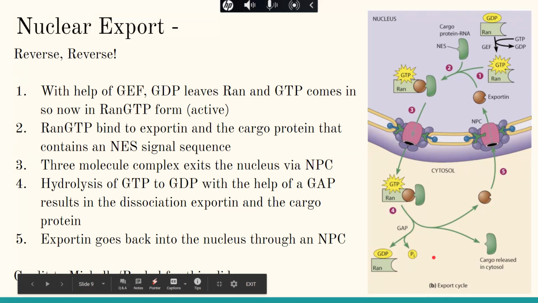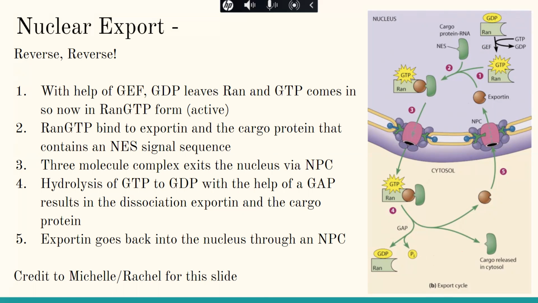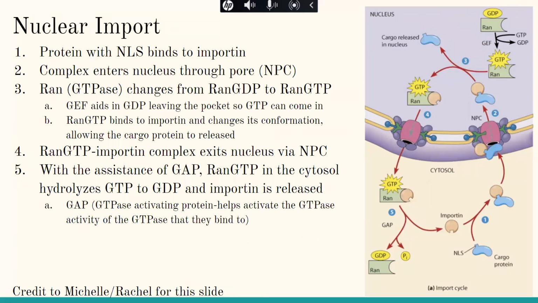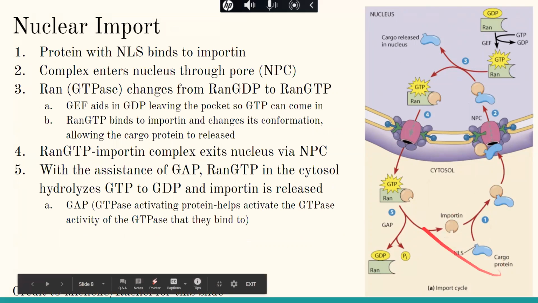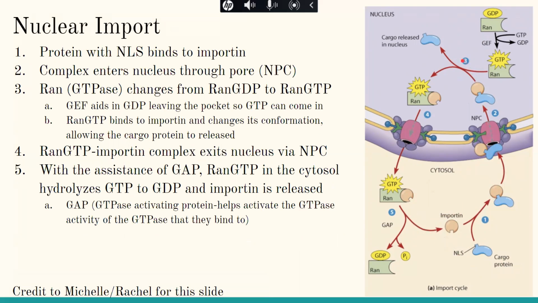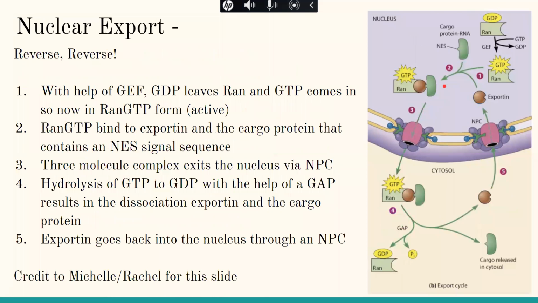Yeah, I just realized, so in nuclear import, there's never a complex of 3. I just wanna confirm. Yeah. Okay. So in import, you just have this complex of importin and the cargo protein, because then the protein's released into the nucleus. So then importin is the only one that's bound to RAN GDP when it leaves. Whereas in export, you have this complex of 3, because the cargo protein's starting in the nucleus, so it binds to this complex to get out.